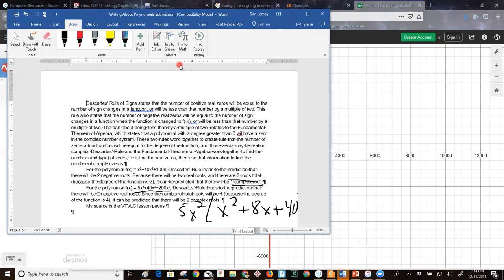Okay, so hopefully that helps you work through this. Descartes' rule of signs is a hard thing. It's a tool. It's a good tool. I don't always use it much though.